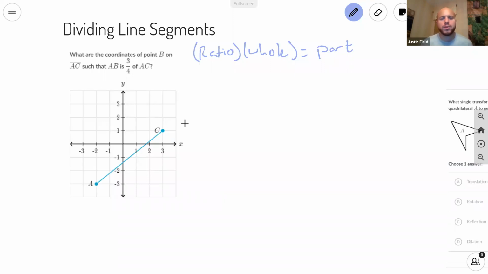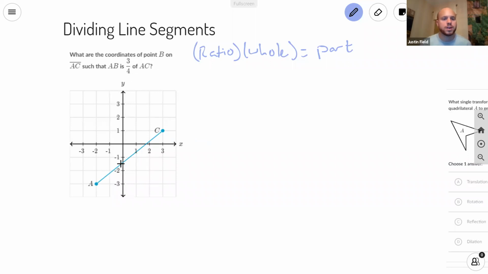So we always have to figure out if the ratio is a ratio of the whole to part, or sometimes it gives us the ratio of two parts, and then we want to switch it around so that the denominator of the ratio is talking about the whole segment. Okay, so what are the coordinates of B on AC such that AB is 3/4 of AC?